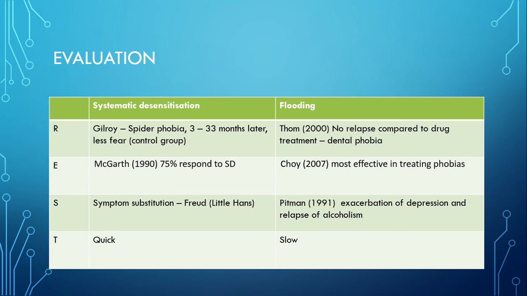So Gilroy found that people with spider phobia, both 3 months and 33 months later, were much less likely to experience the intense feelings of fear that you would get from a spider phobia than the control group were, who were only taught relaxation and did not experience the exposure that would come from systematic desensitization. And that was rated on something called the Spider Questionnaire, and you can find that in the Green Haired Girl book, which is in class on page 147.